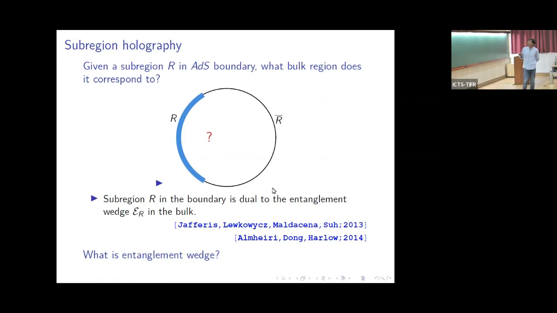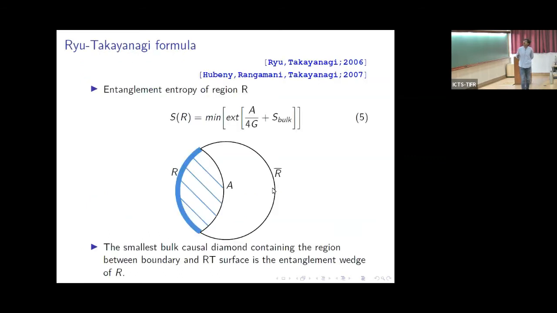This subregion R is dual to some entanglement wedge in the bulk. So the question is, what is the entanglement wedge? The entanglement wedge comes into the literature when people were studying the entanglement entropy of region R. This is some CFT, some quantum field theory system. We can define an entanglement entropy of how this region R is entangled with its complement R bar in some given state.